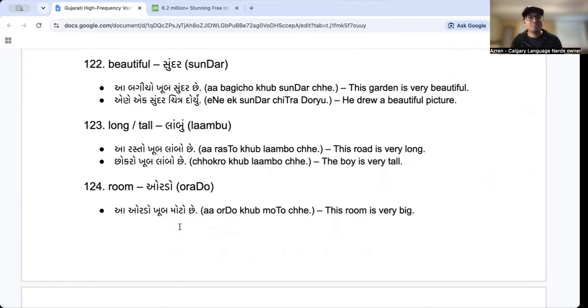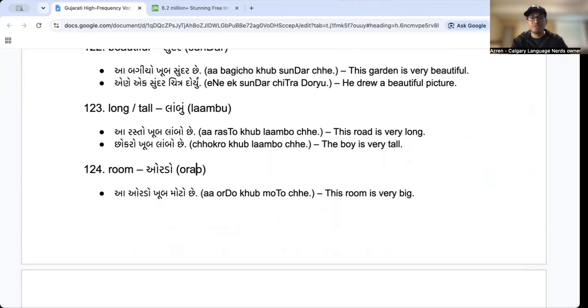Long or tall is lambu. Rasto khub lambo che. This road is very long. Chokro khub lambo che. The boy is very tall. He's very long, right? The word for room, you could just say room if you want, that's fine. But the actual Gujarati word is ordo. Ordo khub moto che. This room is very big.